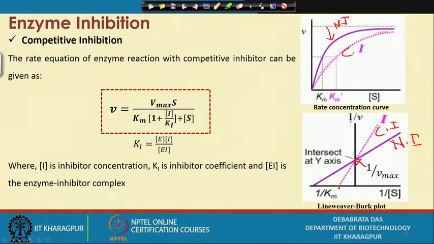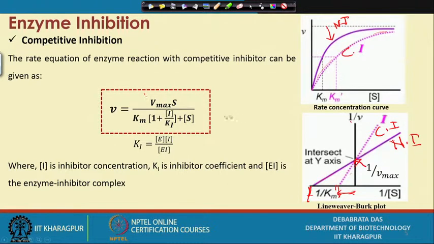And since the slope changes, what is this intercept? Well, this intercept is 1 by Km. And that means due to inhibition, 1 by Km decreases. 1 by Km decreases means the Km value increases. And if the Km value increases, your rate of reaction decreases.